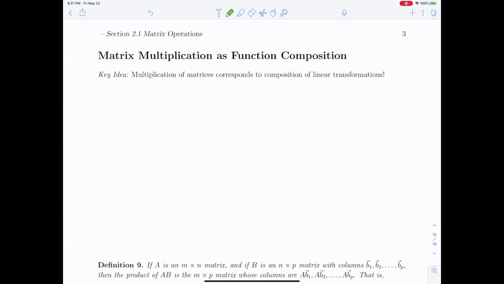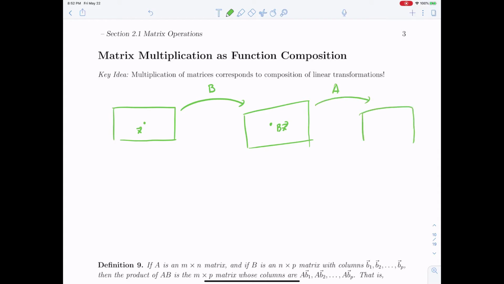Okay, now we want to define matrix multiplication, and matrix multiplication can be defined as function composition. Remember that the matrix-vector product is defined as a linear transformation. Suppose you have a matrix B and you multiply B into X. Then B maps X into some different space, which gives you BX. If you apply A to BX, this maps BX into A times BX, where we can tell that this point has to be AB times the vector X.